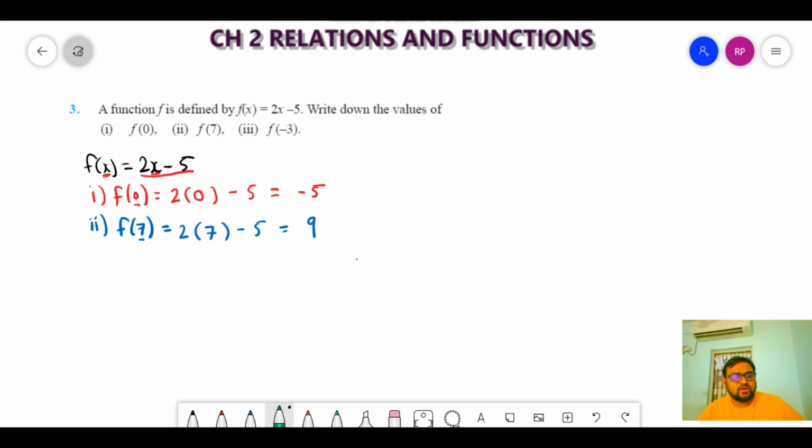Now the third one, f(-3). So instead of x I will put a bracket, minus 5. Here is minus 3, so I will put minus 3. 2 into minus 3 is minus 6, minus 5, it will be equal to minus 11. Clear? So this was about question number 3. Note it down.